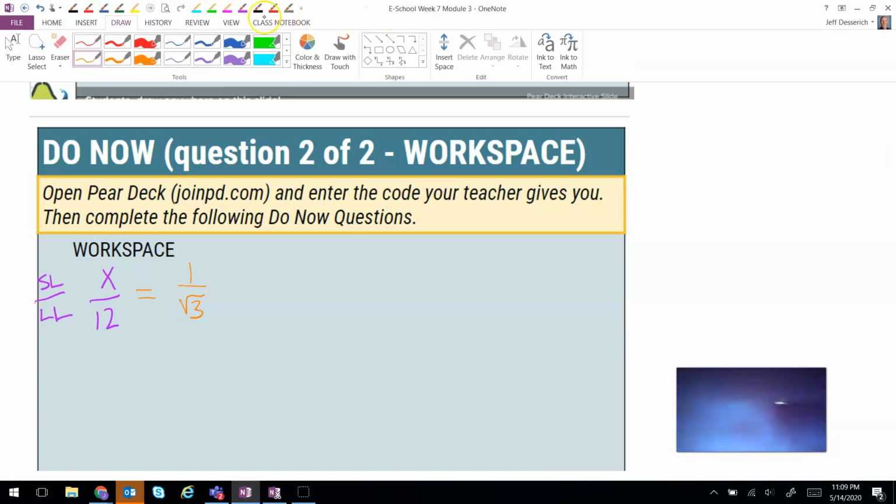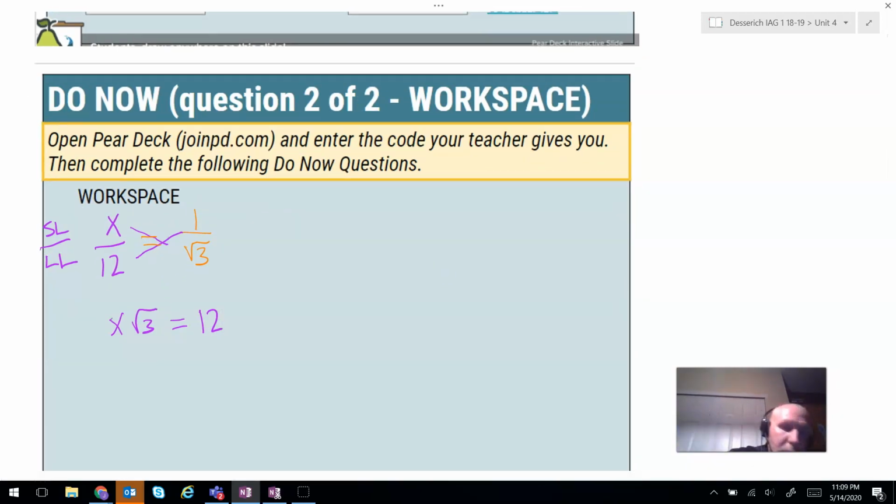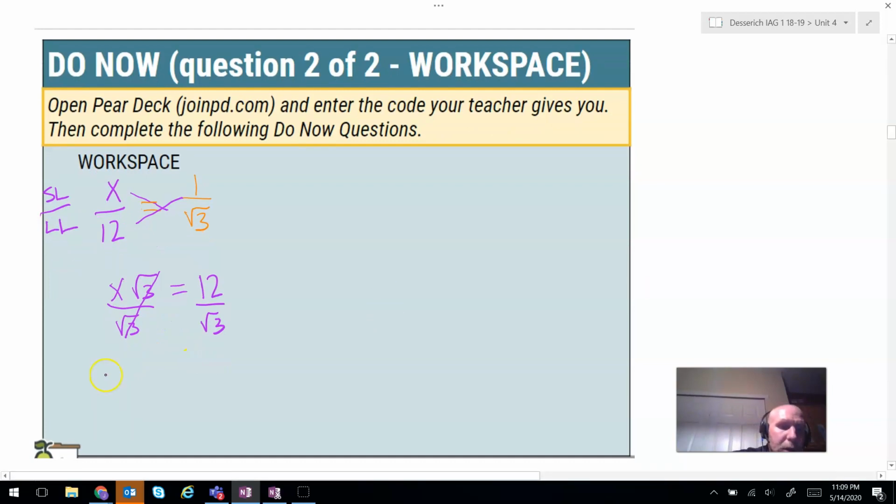So now we've got to cross multiply and solve on this one. X times the square root of 3 is just x square root of 3. 12 times 1 is 12. To get our x by itself, we are going to need to divide by that square root of 3. That cancels it out over here, which is nice, but it does leave us with x equals 12 over the square root of 3.